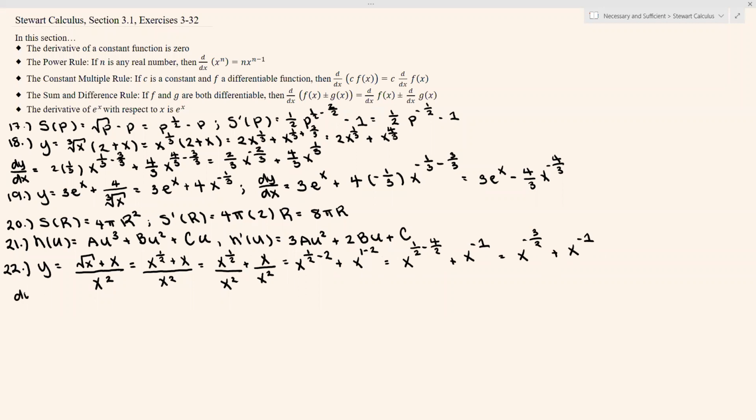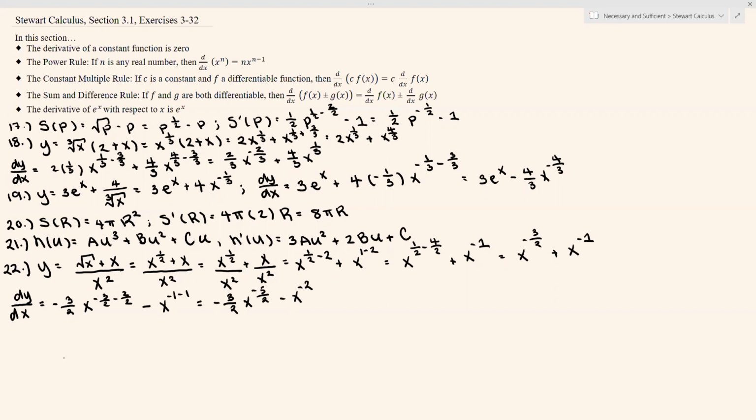So we have dy/dx is equal to negative 3/2 x to the power minus 3/2 minus 2/2, plus minus 1. So minus x to the minus 1 minus 1. After some simplification, this becomes minus 3/2 x to the power minus 5 over 2 minus x to the power negative 2.